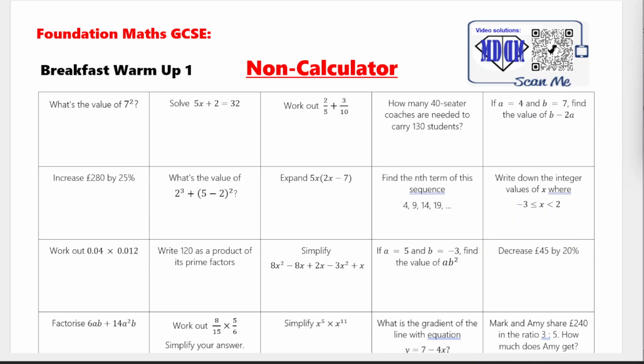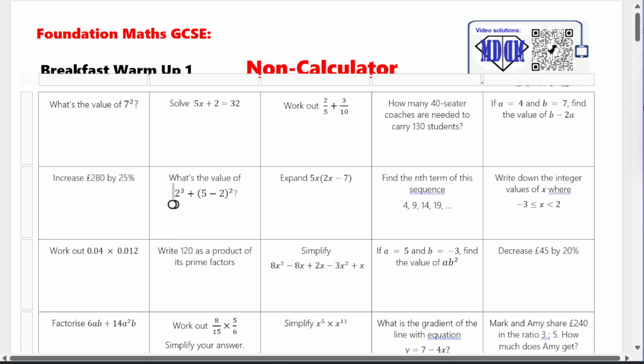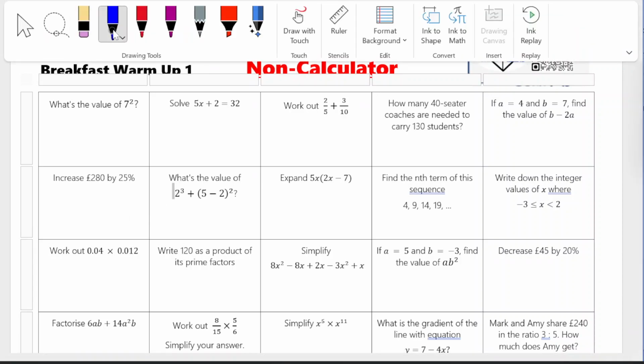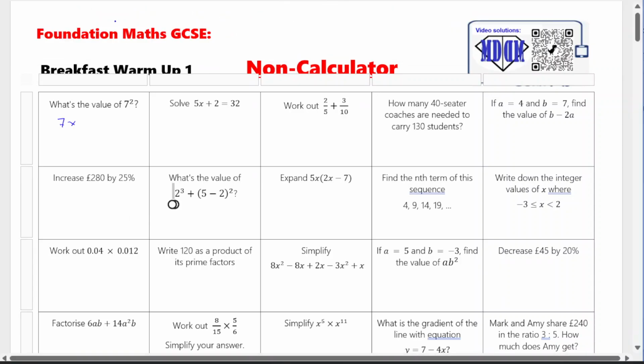You can scan the QR code and then it's going to be broken up a line at a time. Okay, and we shall make a big start. Okay, so row 1. What is the value of 7 squared? Well, 7 squared means 7 times 7. So we're looking at 7 times 7.